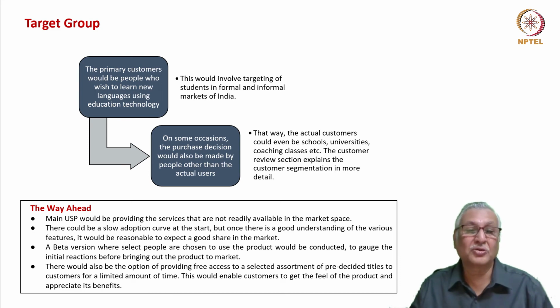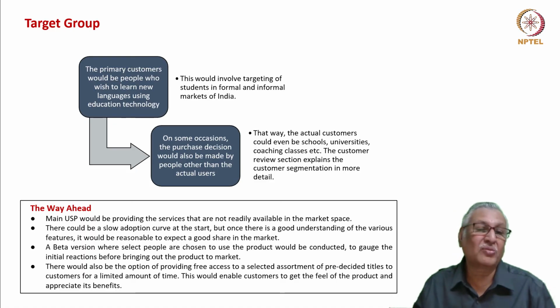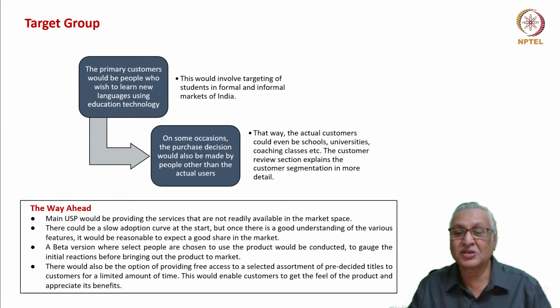So the target groups are two. The primary customers would be people who wish to learn new languages using education technology. This would involve targeting of students in formal and informal markets of India. The second target group is also that the decisions would be made by people other than the actual users, in which case it could be institutions who would be supporting the demand for this product. The actual customers could even be schools, universities, coaching classes, etc. And the customer review section explains the customer segmentation in more detail.